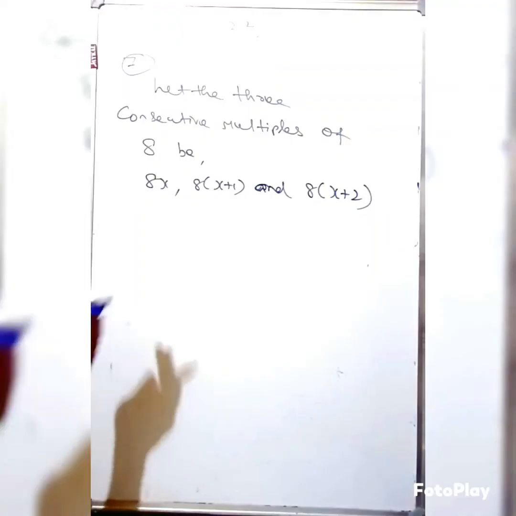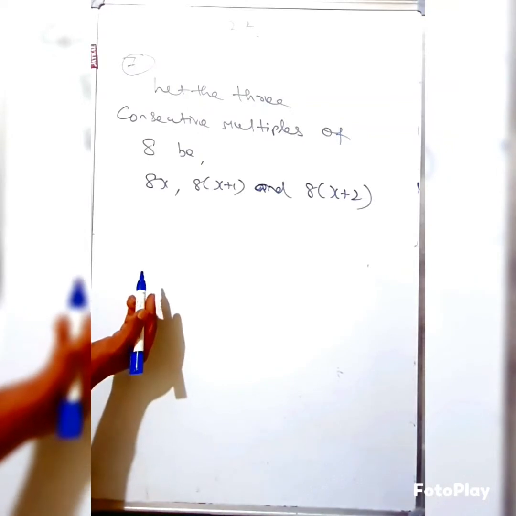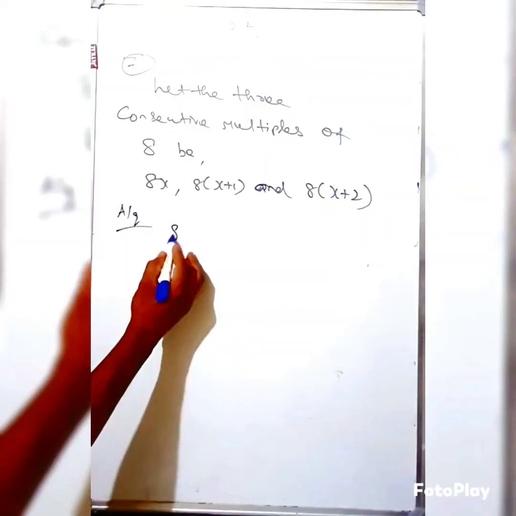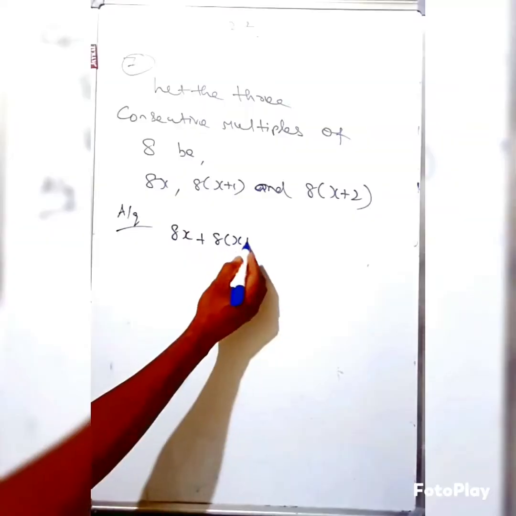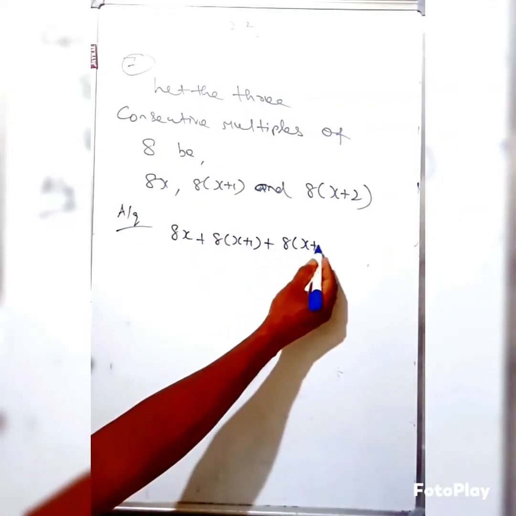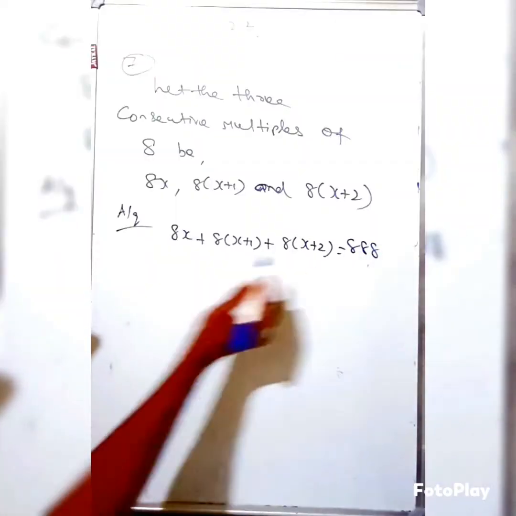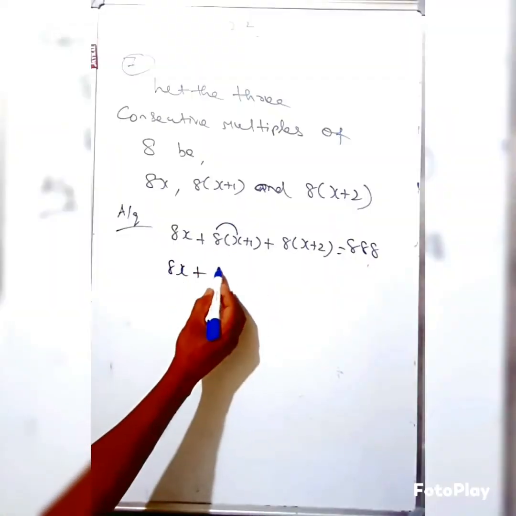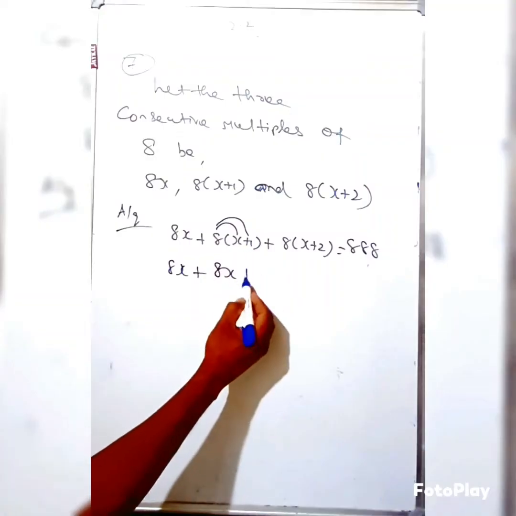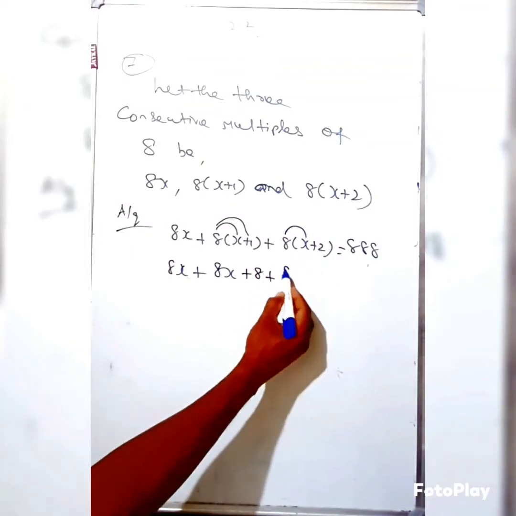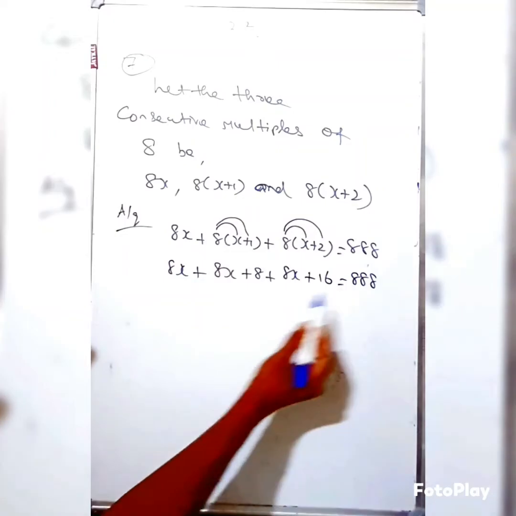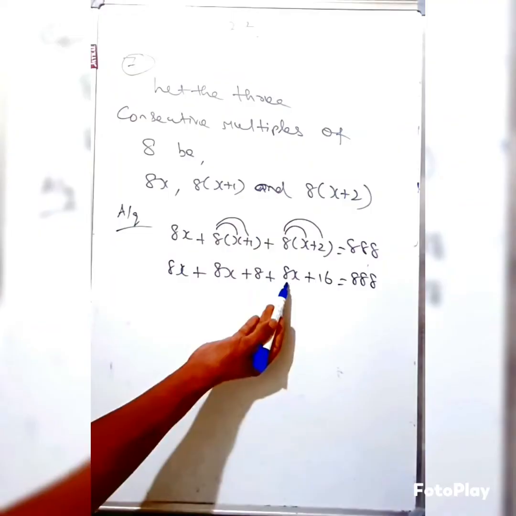8x, 8 into x plus 1, and 8 into x plus 2. Since it's a multiple of 8, we write it this way; otherwise it would be x, x plus 1, x plus 2, as in the last question. Same process, and here also the sum of the 3 numbers is given as 888. So we add again: 8x plus 8 into x plus 1 plus 8 into x plus 2 equal to 888.